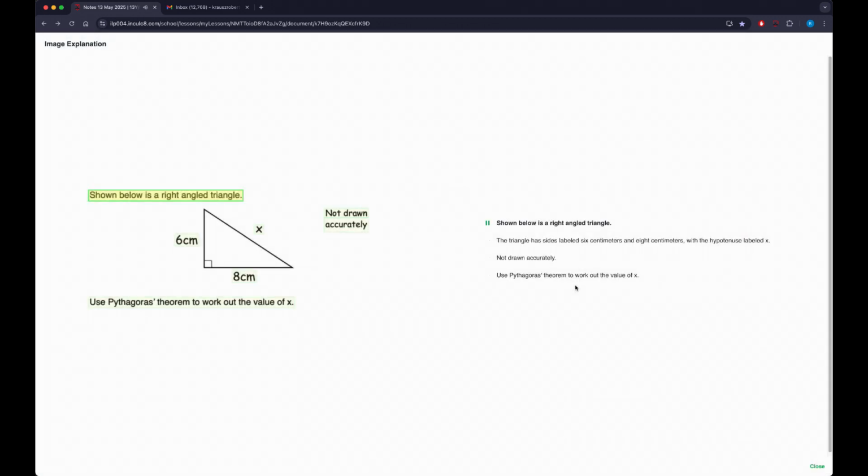Shown below is a right-angled triangle. The triangle has sides labeled 6 centimeters and 8 centimeters, with the hypotenuse labeled x. Not drawn accurately. Use Pythagoras' theorem to work out the value of x.